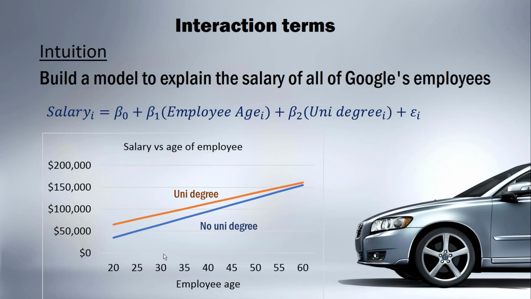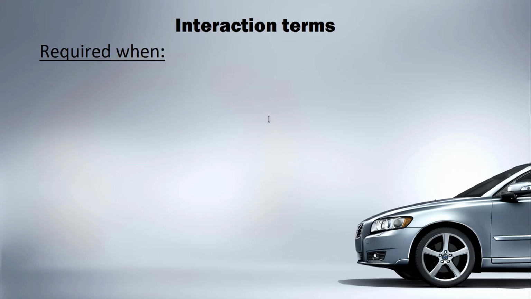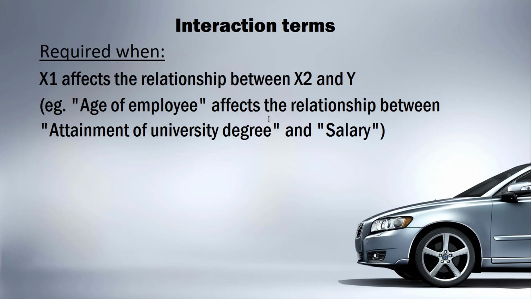And to allow the model the flexibility to incorporate this effect, we're going to need another variable here, which is the product of the two original variables. So here's beta 3 times employee age multiplied by this uni degree categorical variable. And this one is called an interaction term. But interaction terms in general are required when x1 affects the relationship between x2 and y.